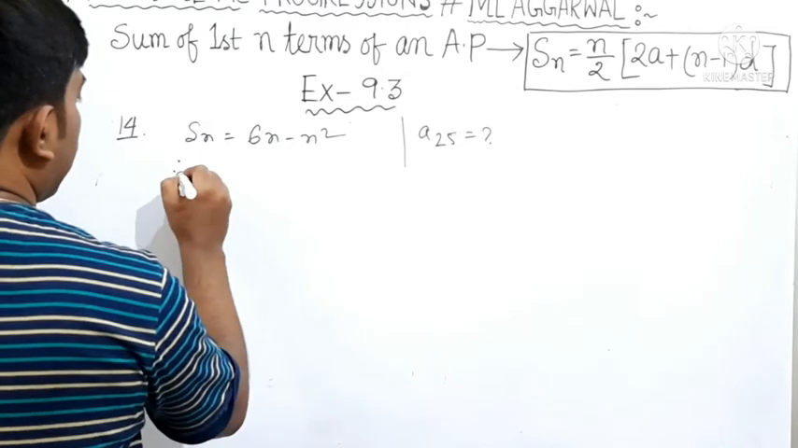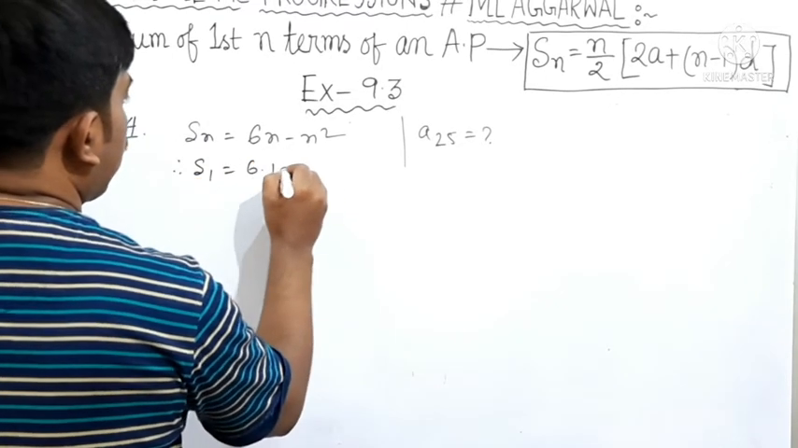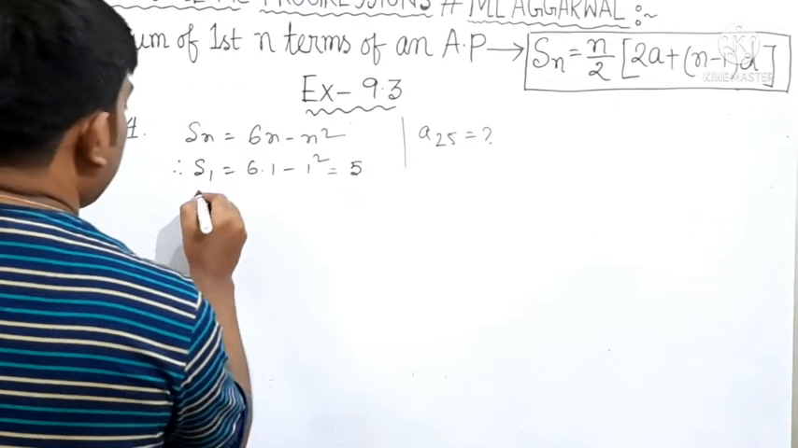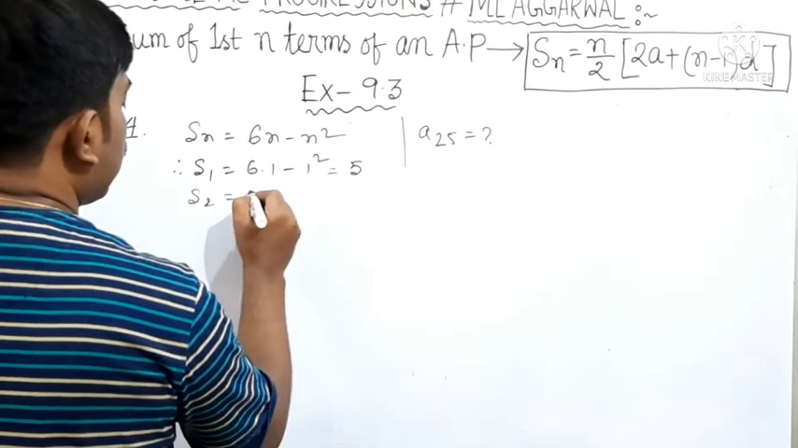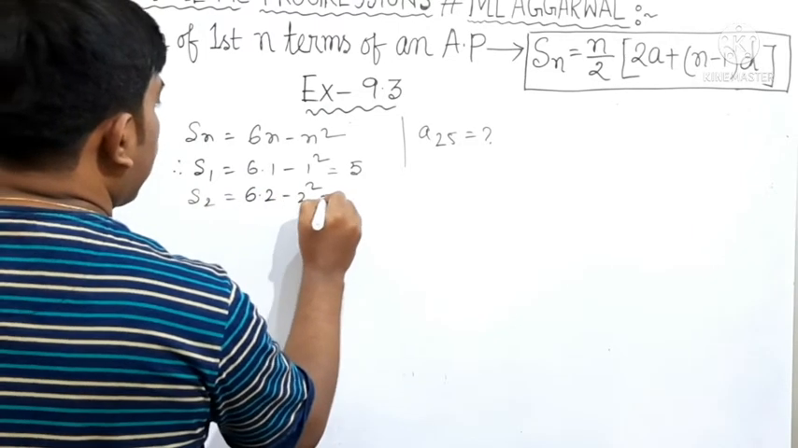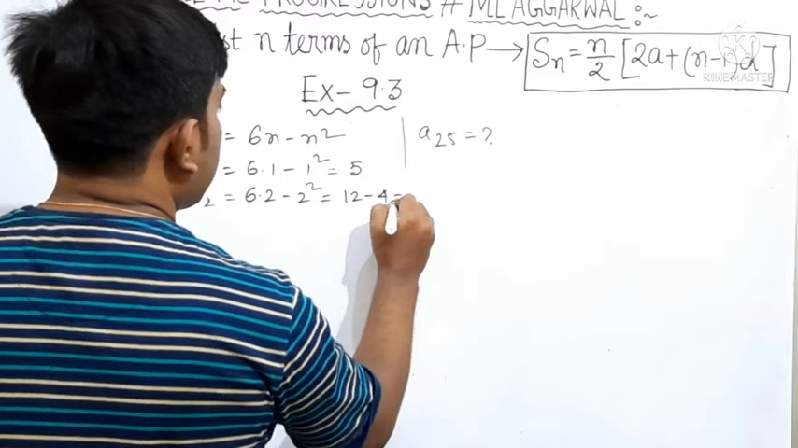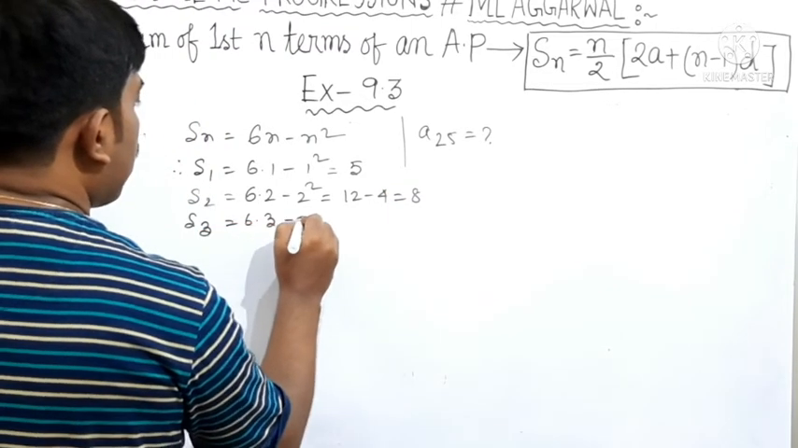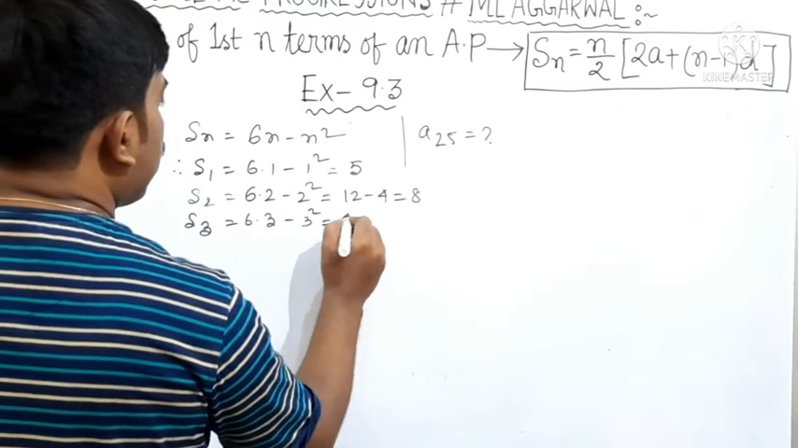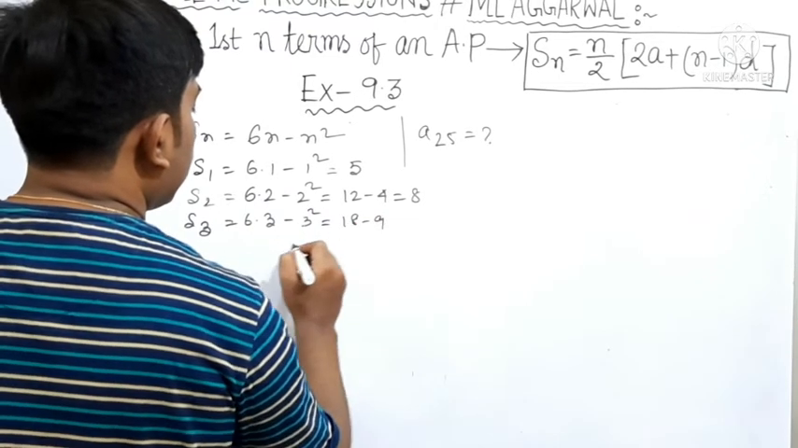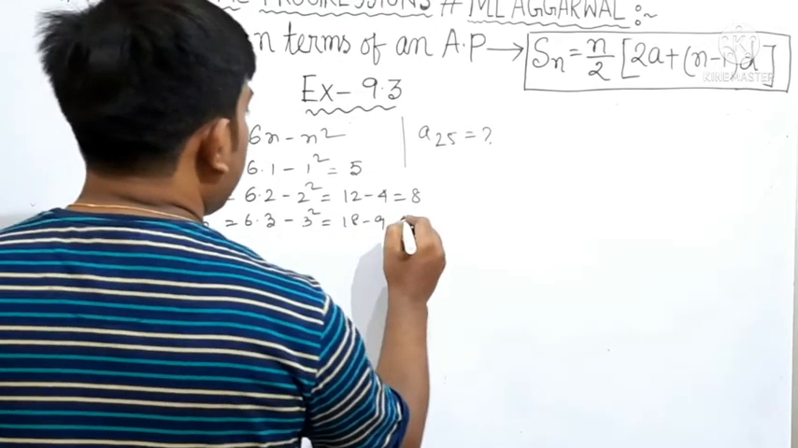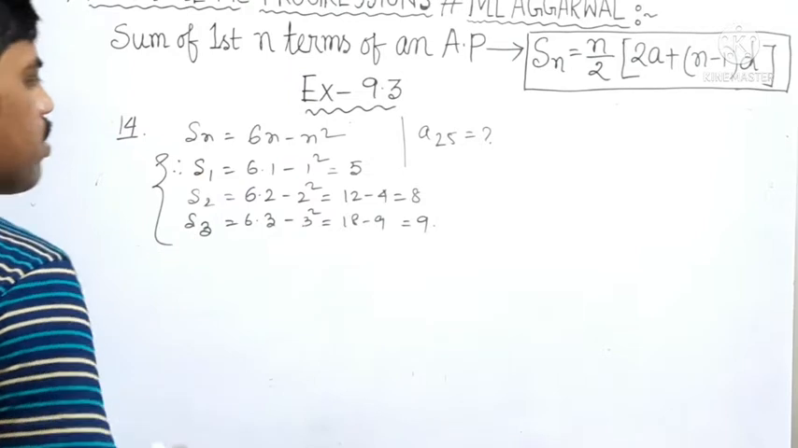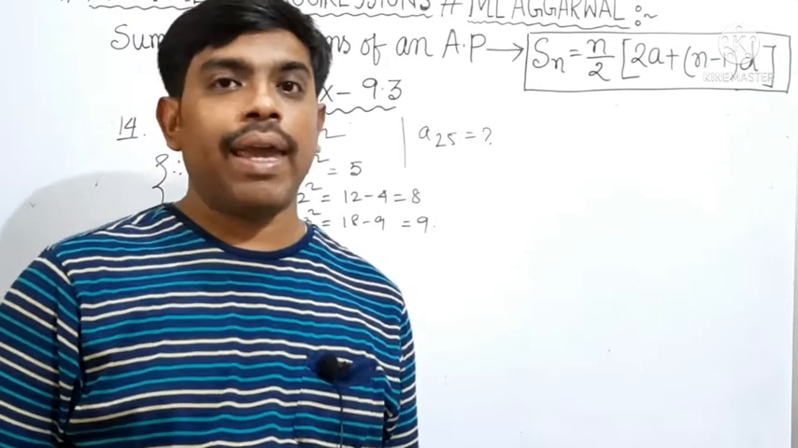Therefore S1 will be 6 into 1 minus 1 square, and it will be 5. S2 is equal to 6 into 2 minus 2 square, and it will be 12 minus 4 is equal to 8. S3 is equal to 6 into 3 minus 3 square, it will be 18 minus 9, it will be 9. Now from these three we can find out the value of a and d.